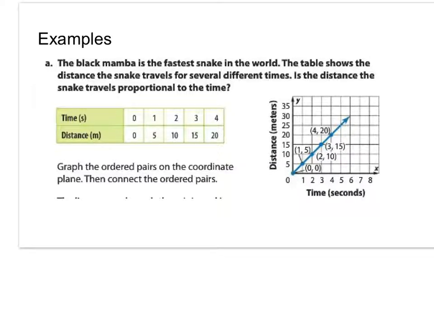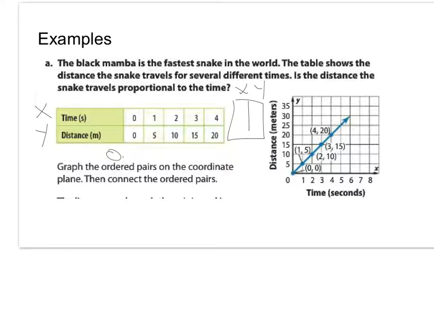Our next example says the black mamba is the fastest snake in the world. The table shows the distance the snake travels for different miles. Is the distance the snake travels proportional to time? So for example, if we did not have this graph made for us already, you would have to create your own coordinates. So remember, in a table it always goes x, y. Whether it's top, bottom, or if it was side to side, it always goes x, y. So I can create my coordinates.